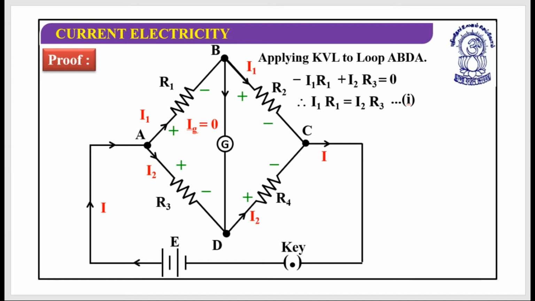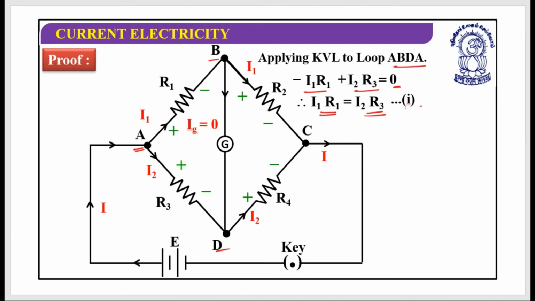Suppose initially we apply a loop to ABDA. We start from A, move to B, D, and back to A. From A to B, it is minus I1 R1, plus from D to A, it is plus I2 R3, and that equals 0. If I solve this, I1 R1 equals I2 R3. This is relation number 1. Please note it down, because we are going to use this relation.